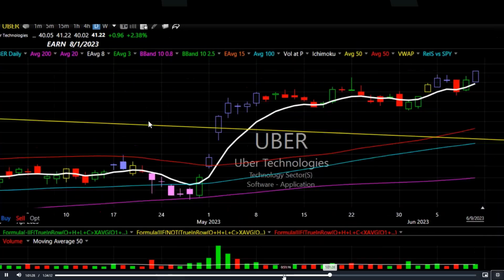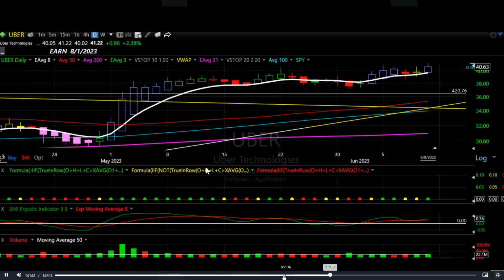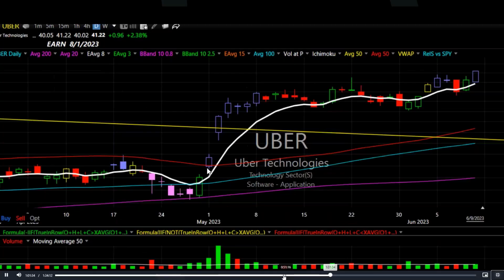But look at the difference. This is where you would have got in the trade. If you were using Heiken Ashis, you wouldn't have been concerned about it. You would have taken the trade right here, right? And then, boom, you get that big, huge move up the next day.